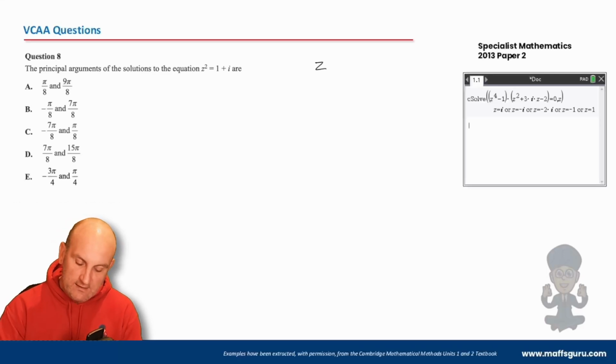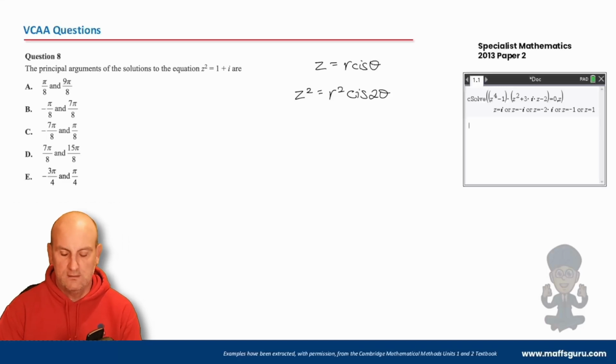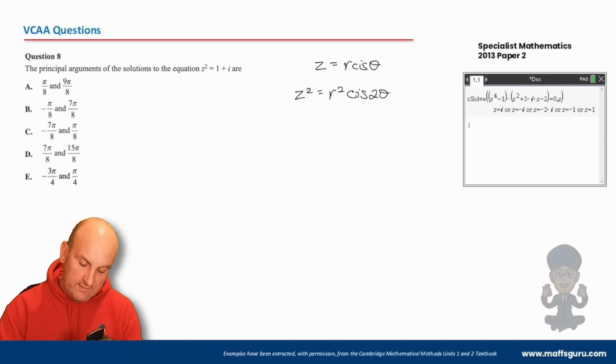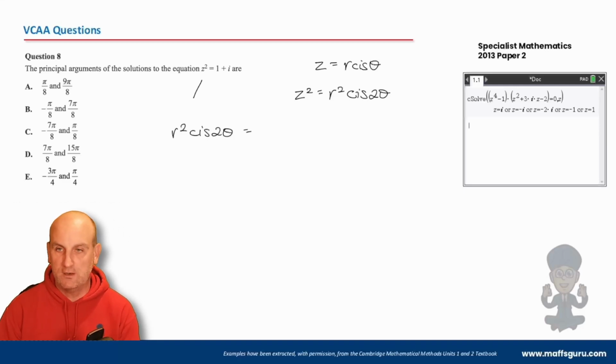I know that z is equal to r cis theta. So z squared, if you remember, is r squared cis 2 theta. Okay. So we know then that z squared can be written as r squared cis 2 theta. Sorry about my voice, it's going because I've recorded a lot today.